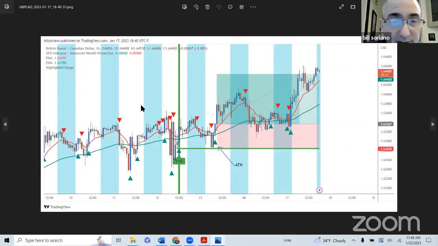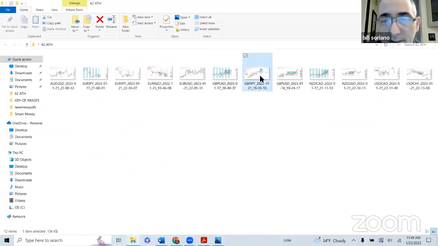GBPCAD again. The 13 is above the 62. This line is also telling us on the 4-hour, it's the same thing. We get a pullback to the 62 right here. This is not quite a bullish engulfing, but guess what? We get the ATH on the next candle. So we take that trade. That's a 1-to-2 risk to reward ratio trade.